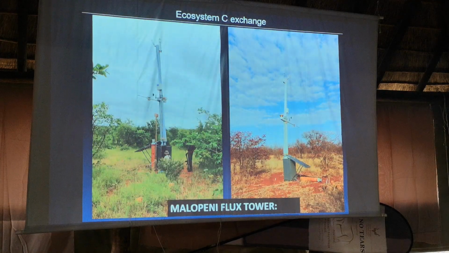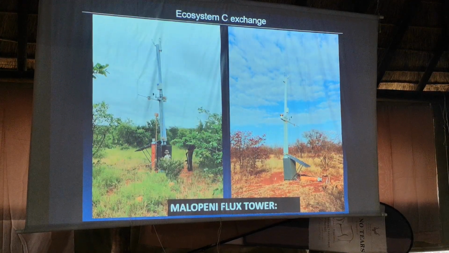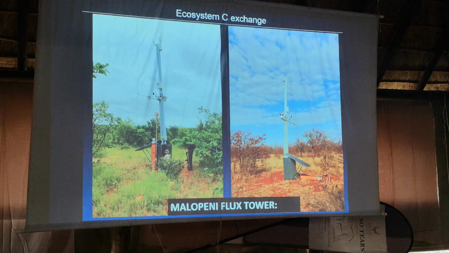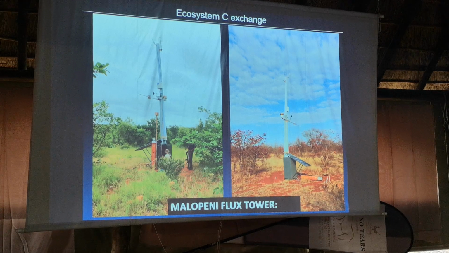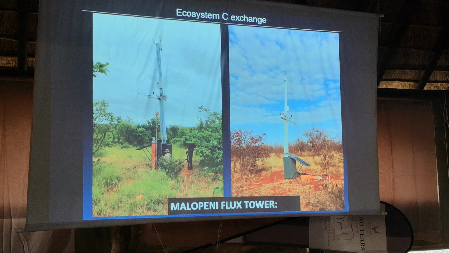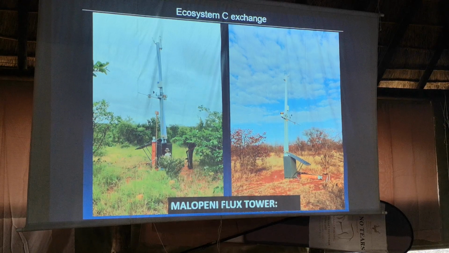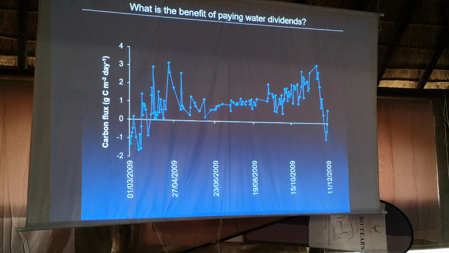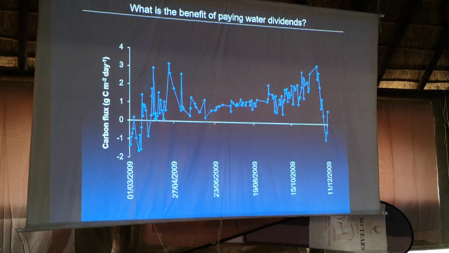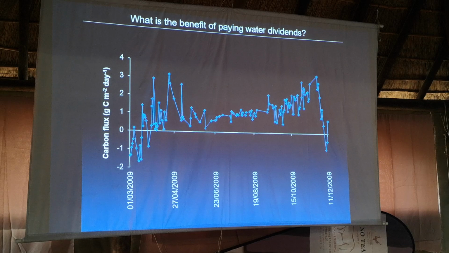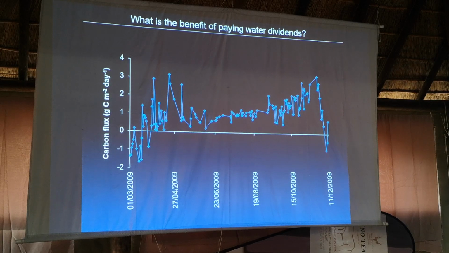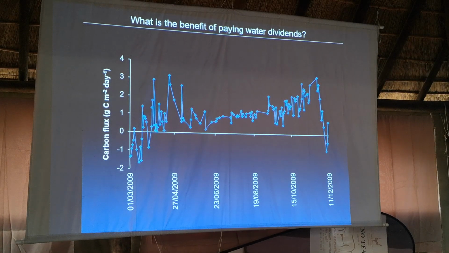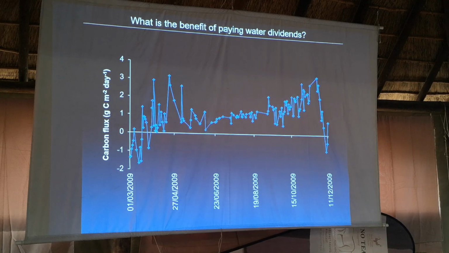Okay, I'm going to finish off now, because a lot of people are interested in carbon fluxes, and just to say that at the same time that we were doing this work, we had a flux tower up in the Mapani Veld. This is it during summer and winter. And this is how our carbon flux has changed through time. This is not really my domain, but it was really interesting that this is a net source of carbon over the year that we monitored.